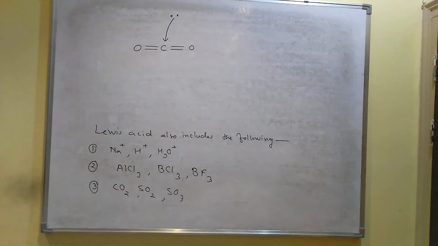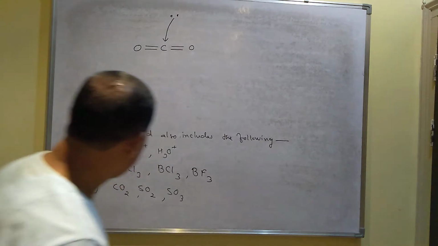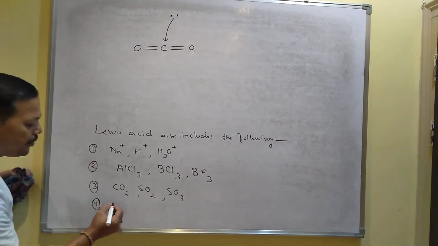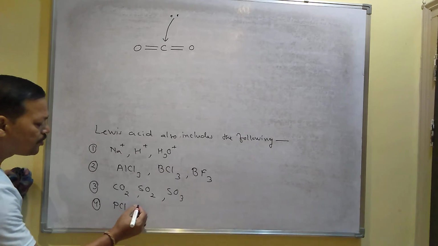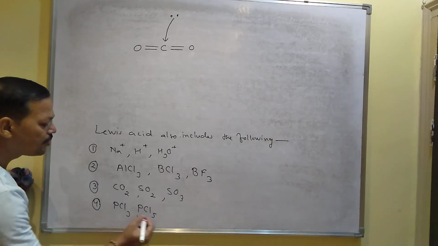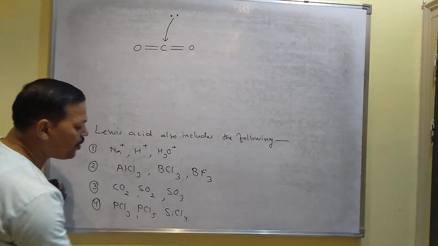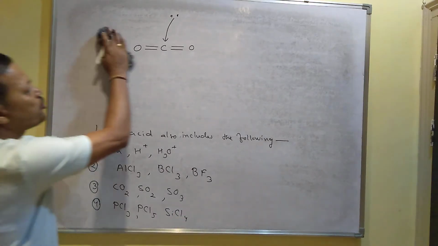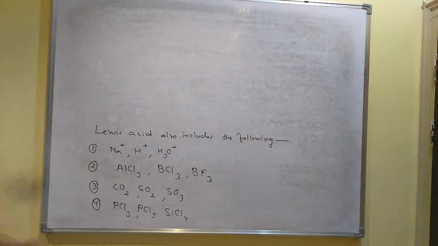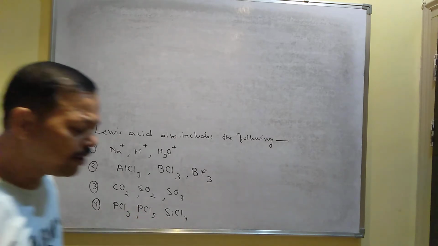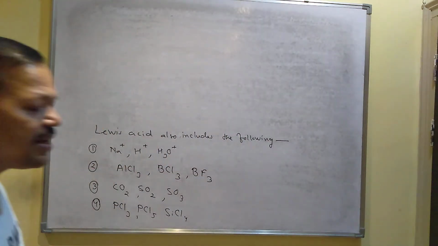Similarly, number 4, some molecules like PCl3, PCl5, then SiCl4, silicon tetrachloride, this type of molecule also acts as acid. This is called phosphorus trichloride, 3 chlorine present, that's why trichloride. This is called phosphorus pentachloride, this is called silicon tetrachloride. This type of molecule also acts as acid.